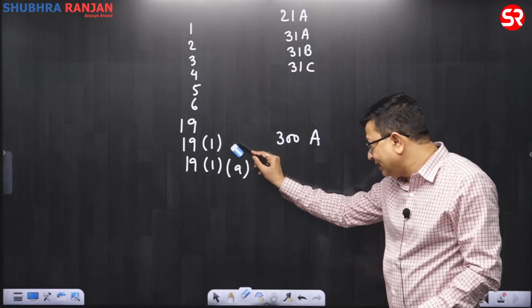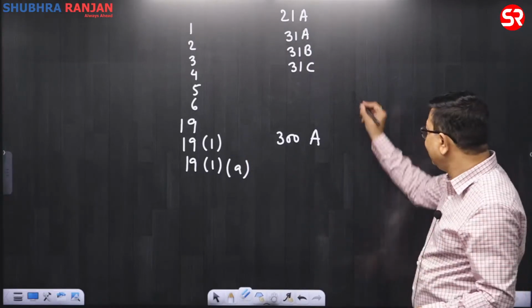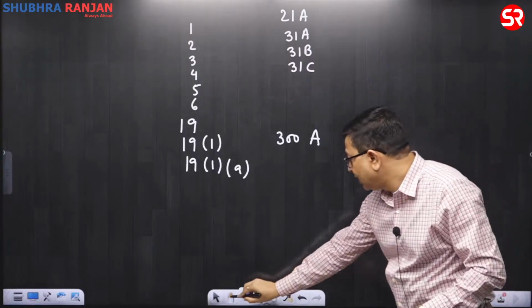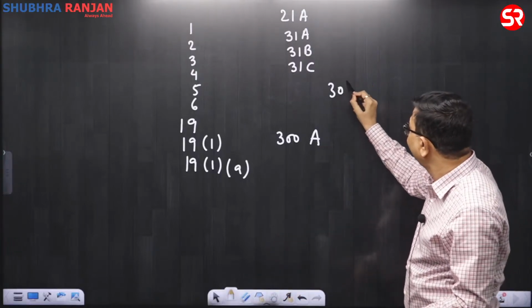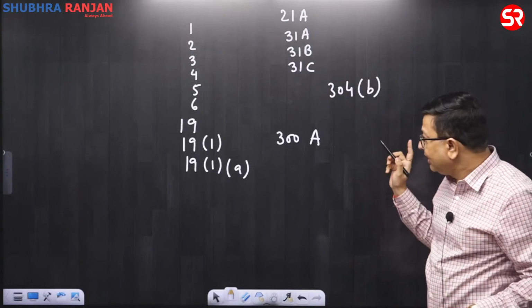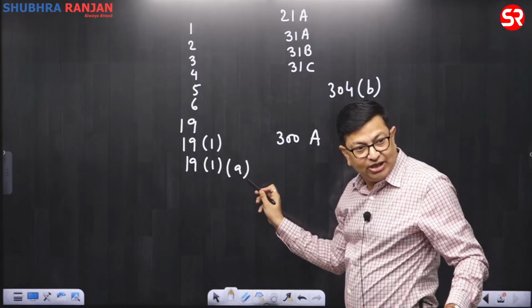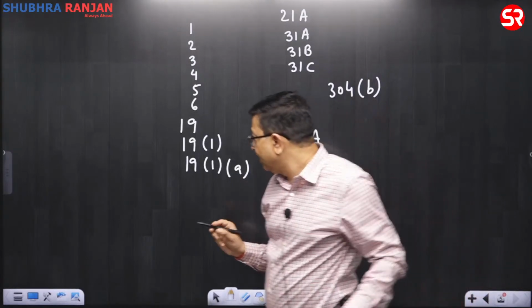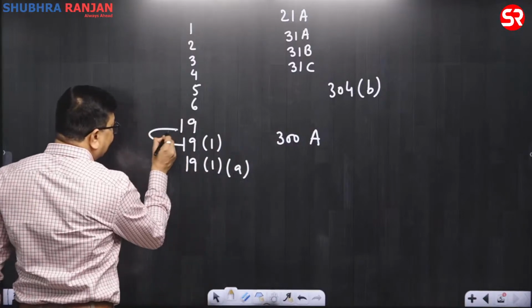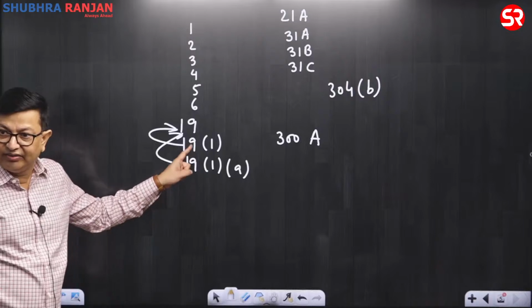So, if I say article 69 clause A, article 304 clause B, you need to write like this. But if I say article 19 clause 1 sub clause A, you need to write like this. It is a part of this article itself. These are not separate articles. These are the part of these articles only.